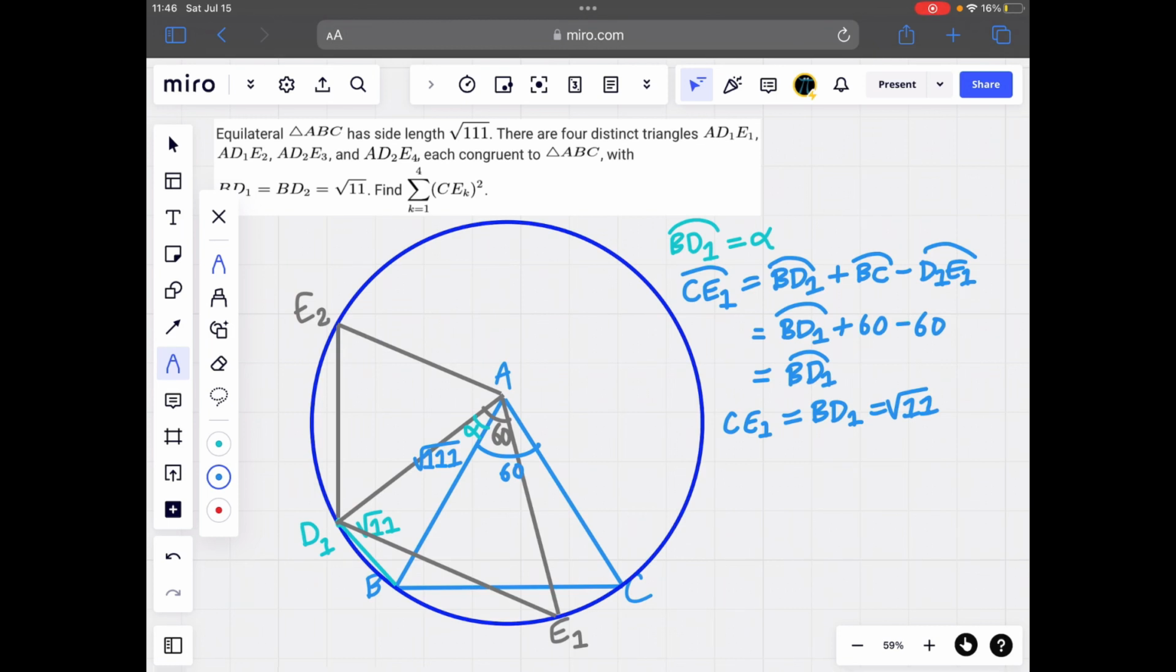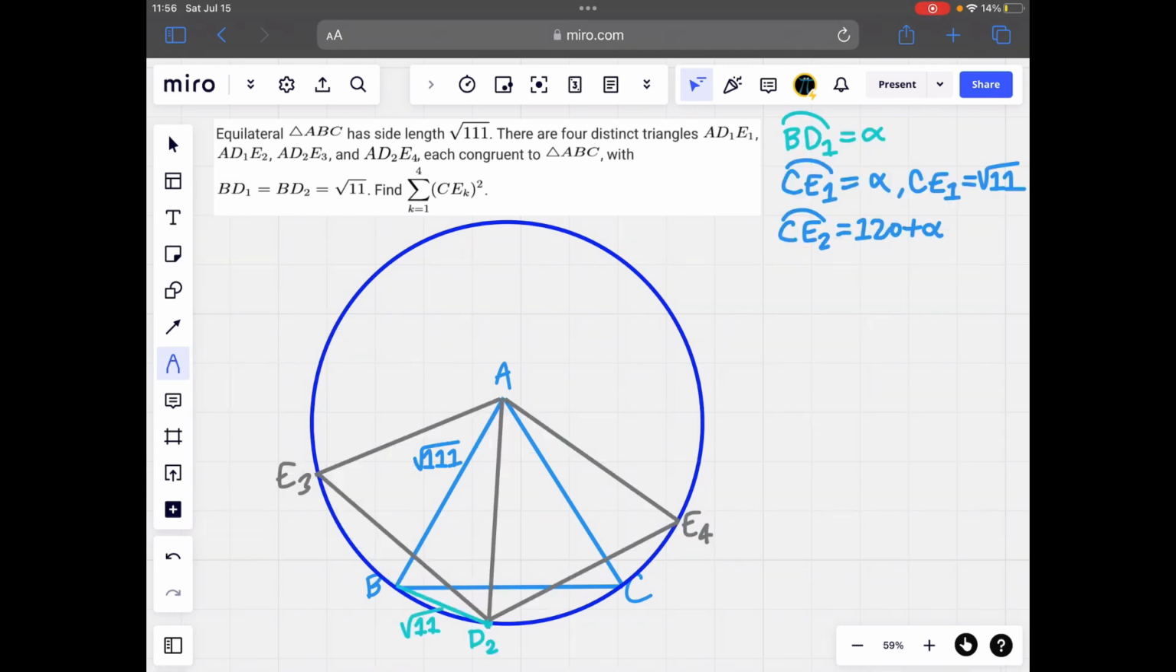And now for CE2, that's equal to arc CE1, which we know is alpha, plus D1E1 plus D1E2, which we know are both 60, since AD1E1 and AD1E2 are equilateral triangles. So that's alpha plus 2 60s, which is 120 plus alpha. We can continue to work with more arcs now, with point D2, which is also root 11 away from B, and we have to find arcs CE3 and CE4 in terms of alpha, which obviously is also equal to arc BD2.